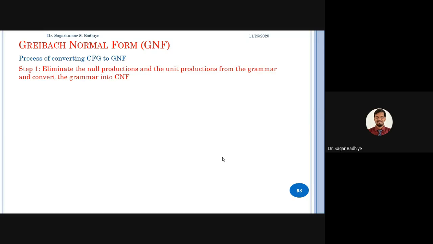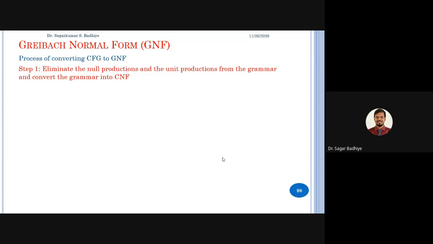So the first step is to eliminate all null productions and unit productions from the grammar. We have already seen in the previous class that any grammar where there is no epsilon in the language can be represented either in CNF or GNF. So if there are no null productions and no unit productions, then we can obviously convert it to GNF or CNF. If a given grammar has unit productions or null productions, then we have to eliminate them.